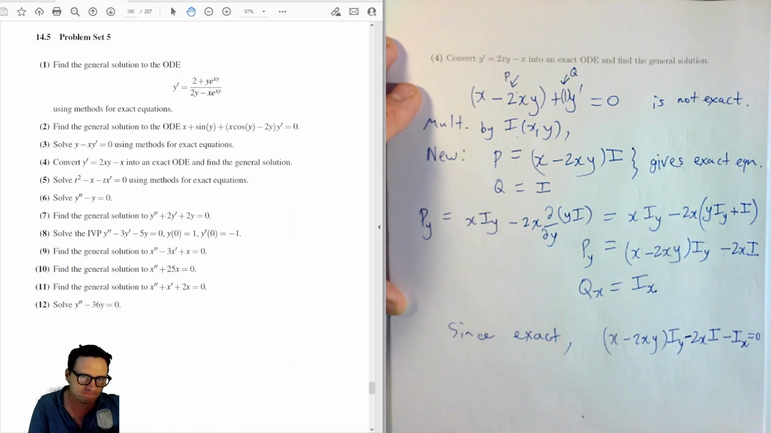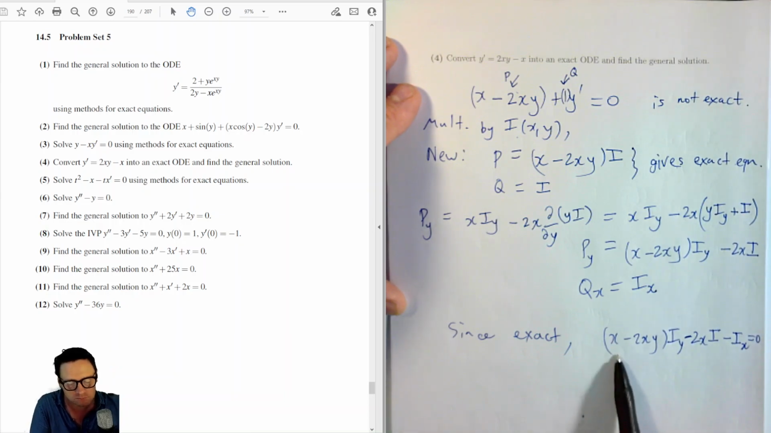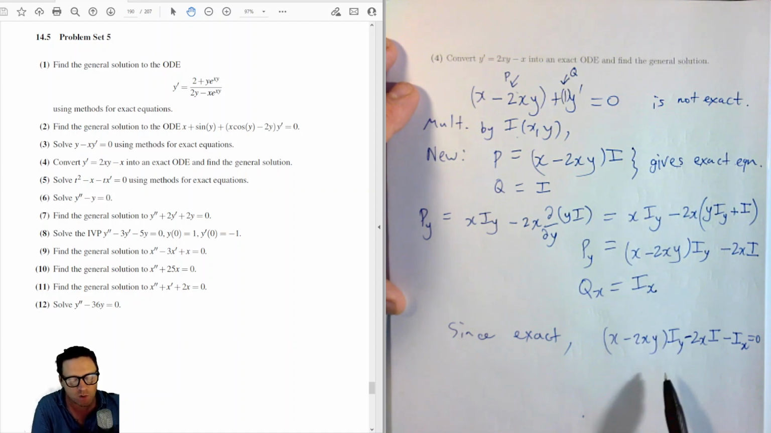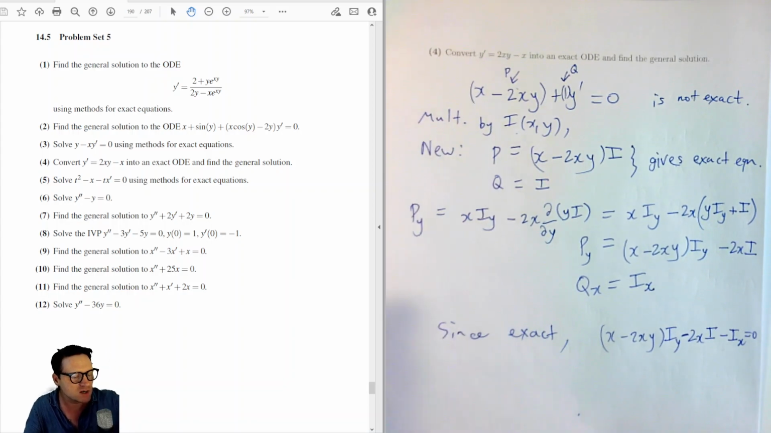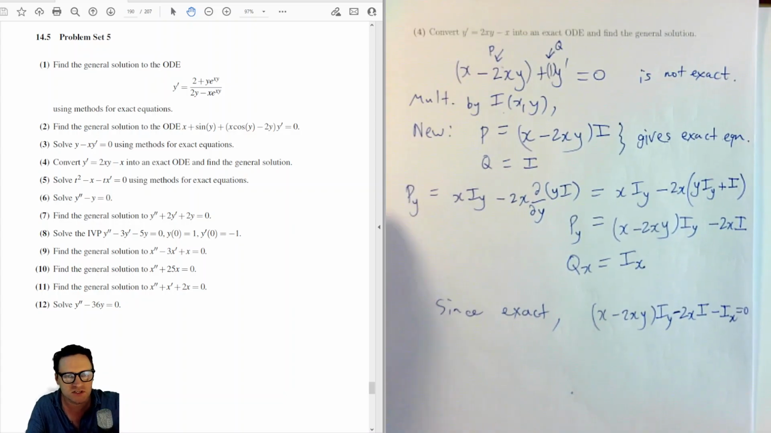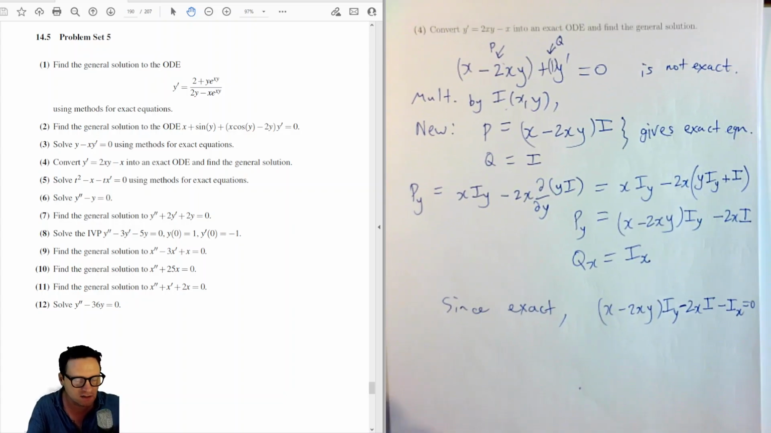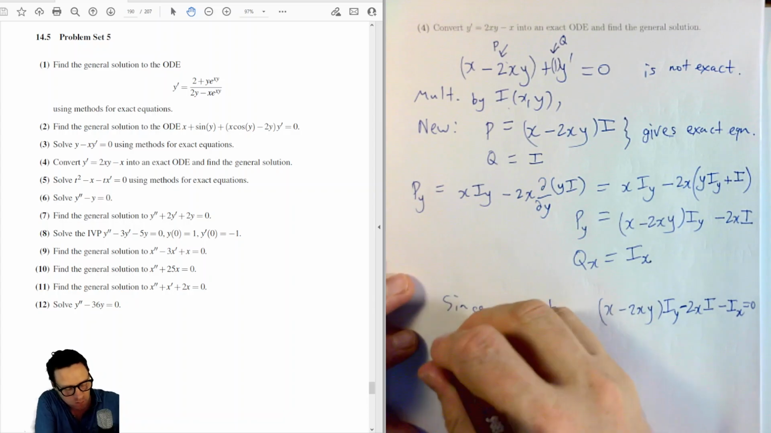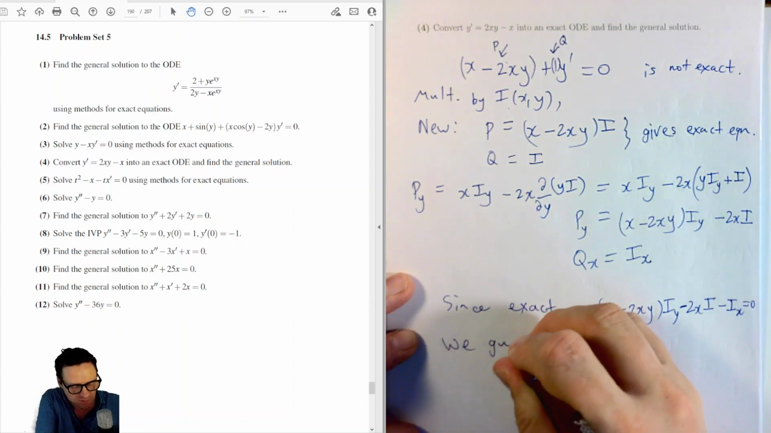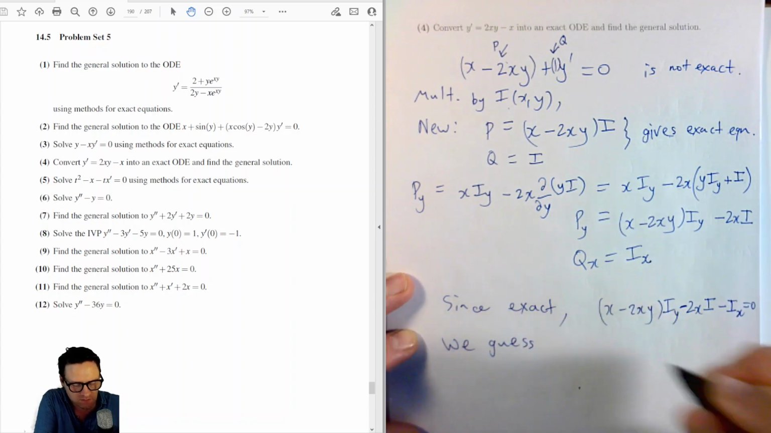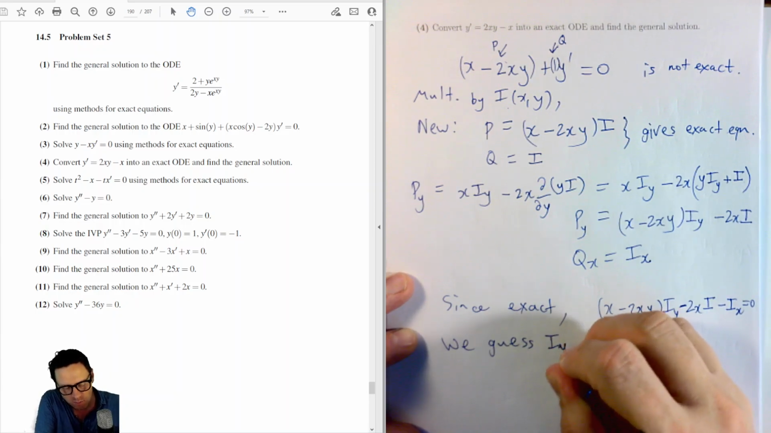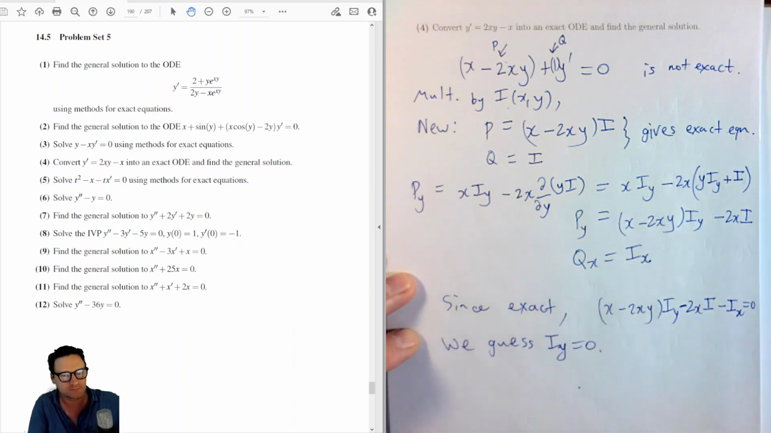Okay, so now, it would look a lot nicer if I subscript y were equal to 0, right? And so it would make solving the rest of it very easy. And we only seek one possible I. We don't need to get all of them. We just need to find one I such that the equation is exact. So we guess, or we choose, to put I subscript y equal to 0.